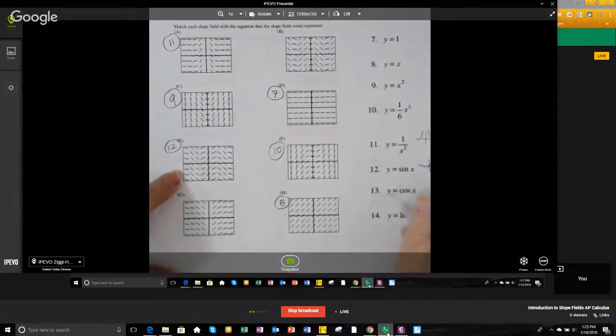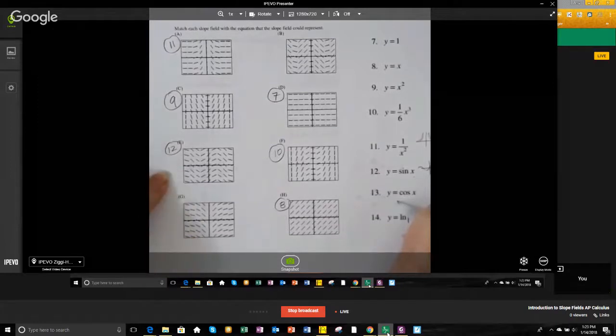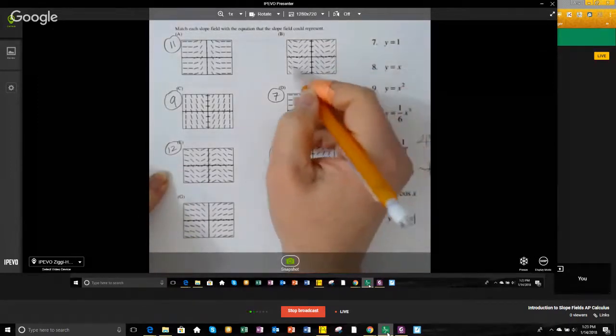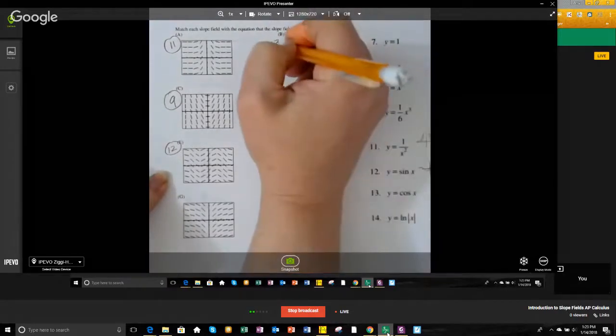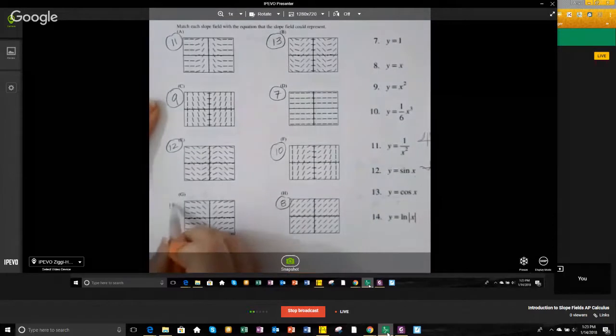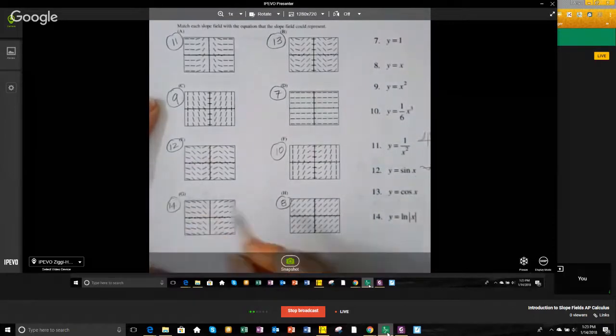E is sine x, and then y equals cosine x. Similarly, it's going to have 0 slopes here, because you can see the cosine x function embedded in that. That's going to be 13. And then natural log of x has to be last but not least, 14. And you see ln x on this side? And when you have the absolute value of that, it's just going to be reflected over on this side. So that's 14.